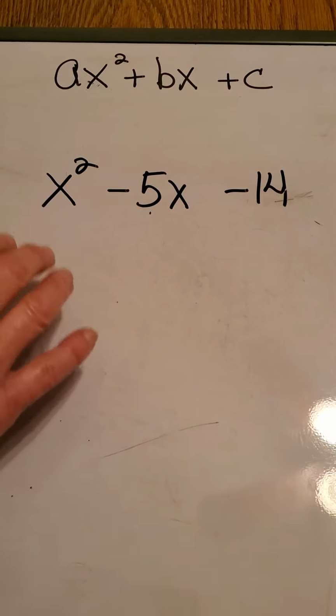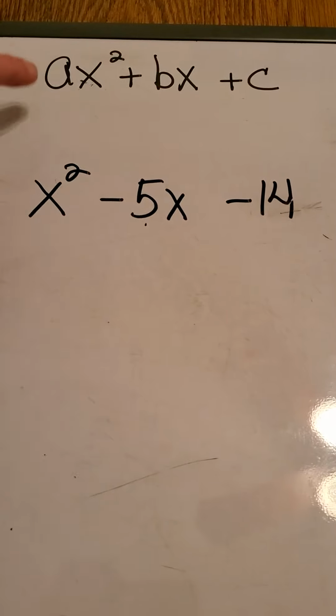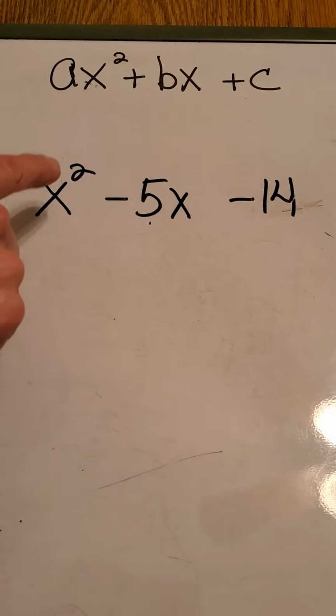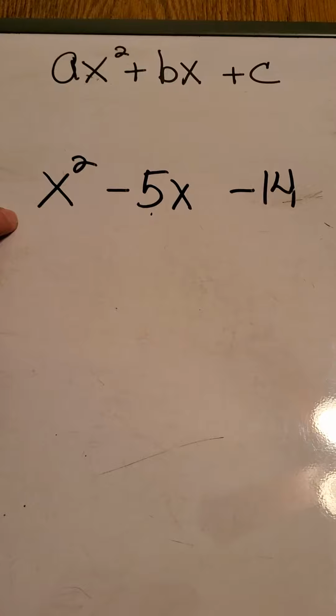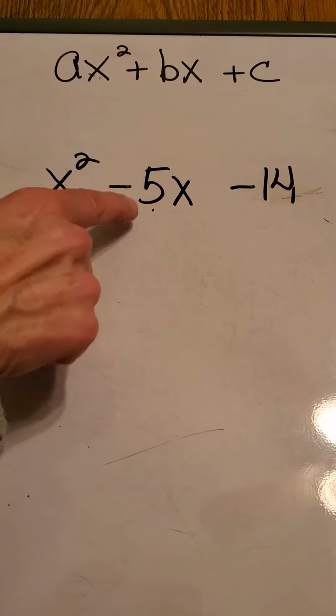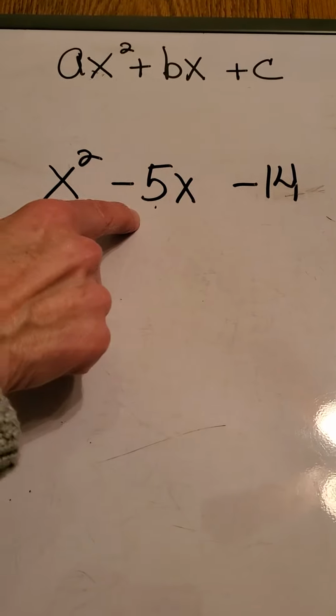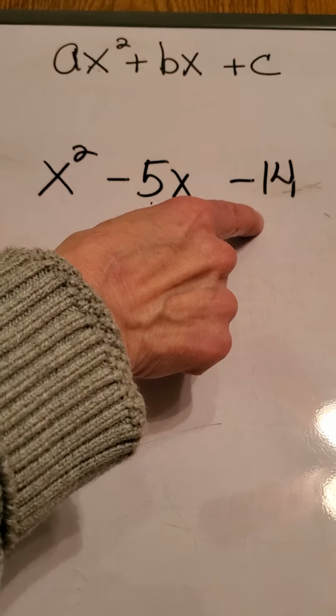First thing you want to do is make sure that your example is in the proper form. As I can see, I have my x squared, my x, and my constant. My lead coefficient here is 1. My other coefficient is -5, and my constant is -14.